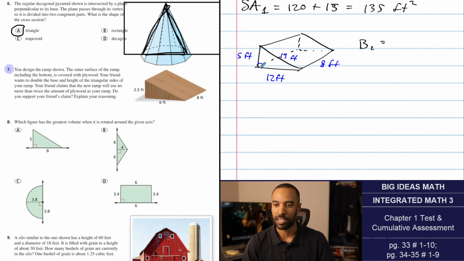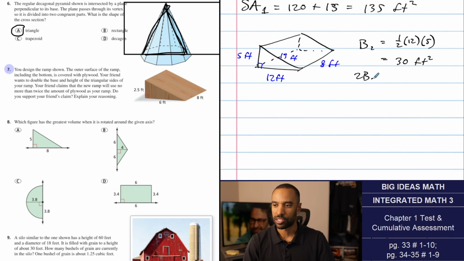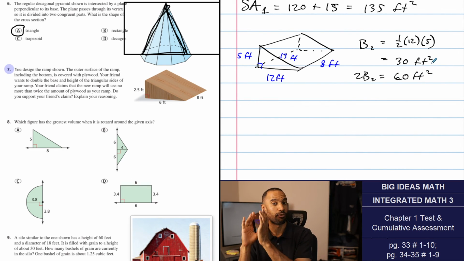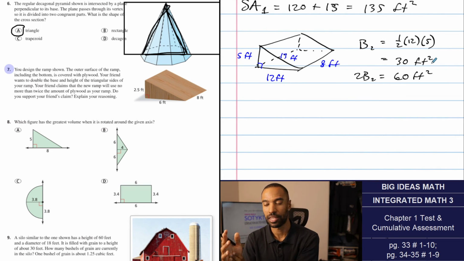So area of base 2 is 1/2 base times height, 1/2 of 12 times 5. That's half of 60, which is 30 square feet. So 2 bases is going to be 60 square feet compared to the 15 before. That's the thing that got 4 times bigger.